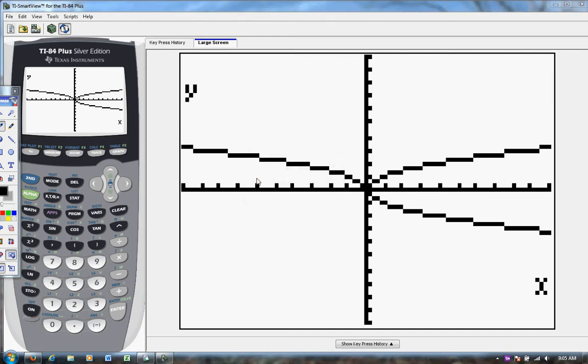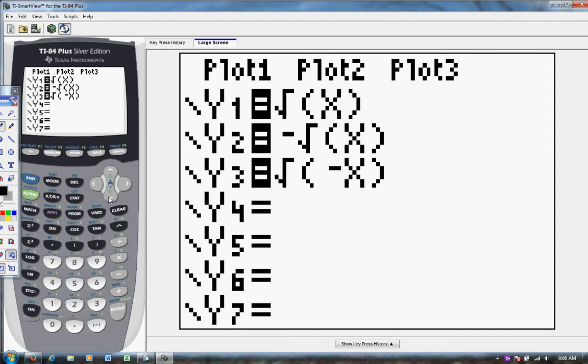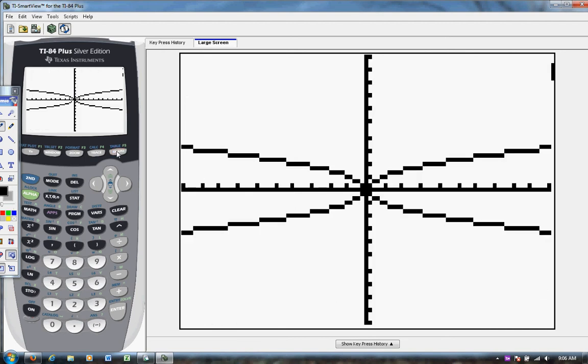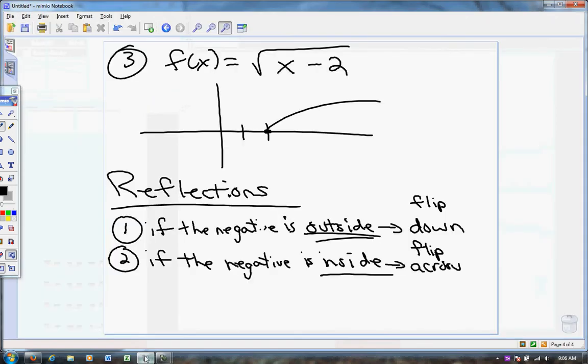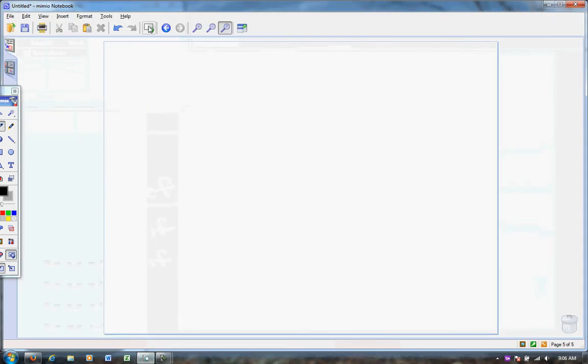Now, we have one more we need to look at. What if there is a negative on the outside of this square root function and a negative on the inside? What happens then? It gets flipped twice. Okay? Gets flipped across and then gets flipped down. So we better put a sketch of this in our notes. I'll move it into my Memio document so that I can write on it.